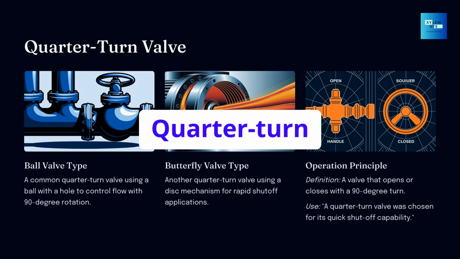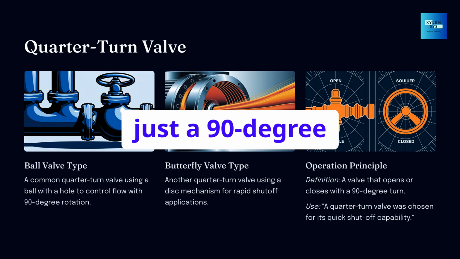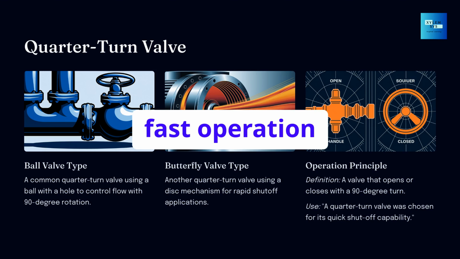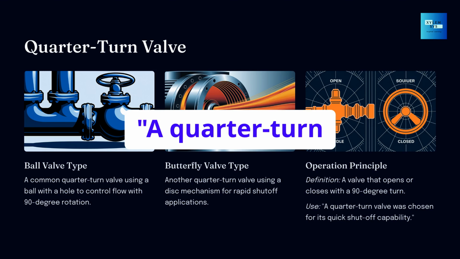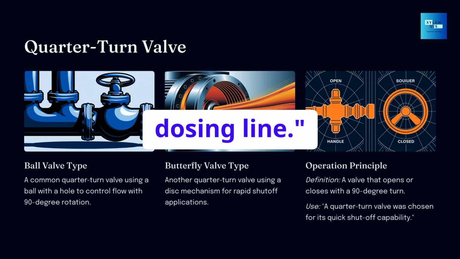7. Quarter-turn valve. Quarter-turn valves, such as ball or butterfly valves, operate with just a 90-degree turn of the handle or actuator. They are known for their fast operation and are often used in on-off applications. A quarter-turn valve was chosen for its quick shut-off capability in the chemical dosing line.